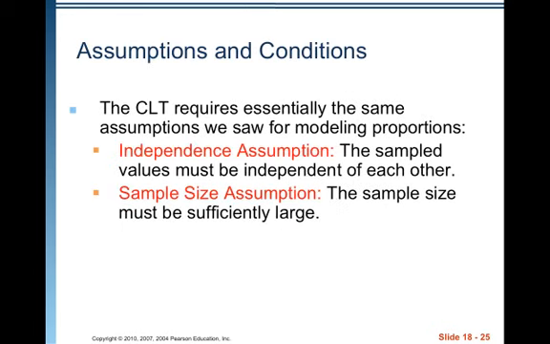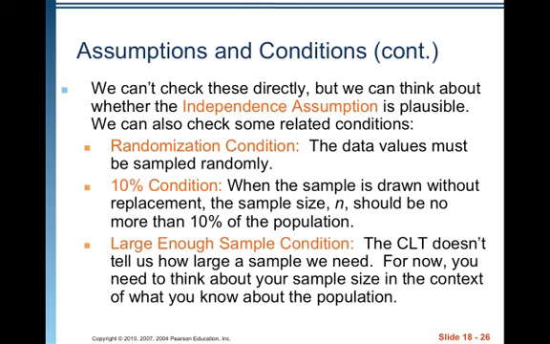The CLT requires essentially the same assumptions we saw for modeling proportions. There's an independence assumption and there's a sample size assumption. The independence assumption states that the sampled values must be independent of each other, and the sample size assumption says that the sample size must be sufficiently large. We can't check assumptions, so we have to think about whether the independence assumption is plausible, and we can also check some related conditions. So stop and think: is it reasonable that the age of one penny that I draw from this population is going to be independent of the age of another penny drawn from the population?